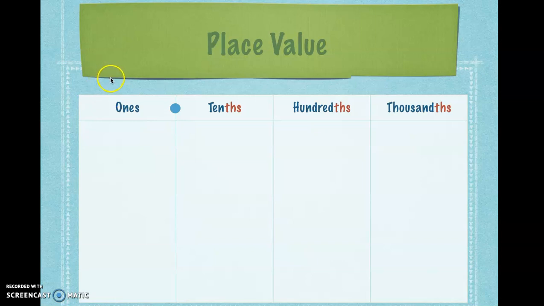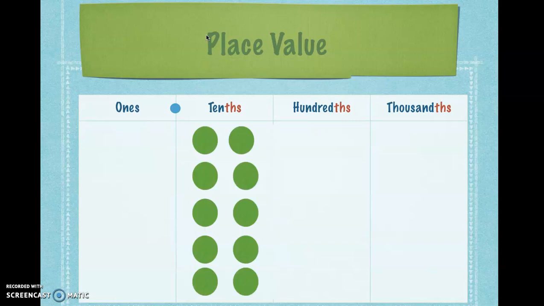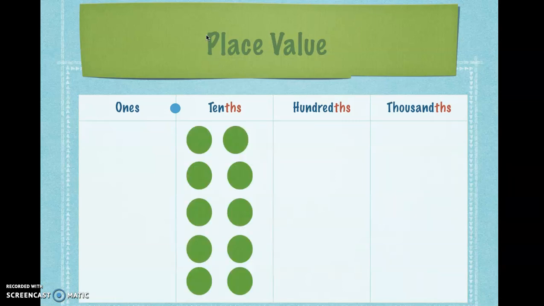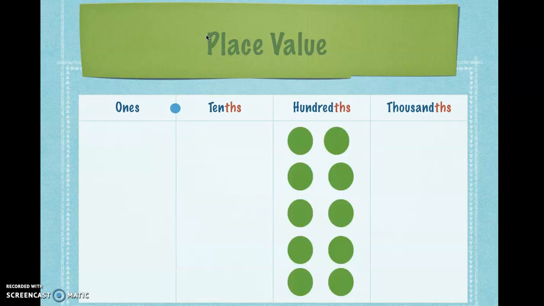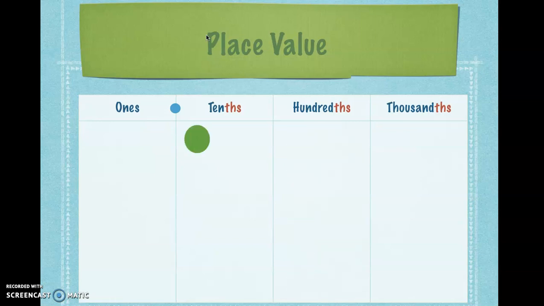So we have our ones, our decimal point, our tenths, hundredths, and thousandths. So if I have 1 one, if I look to my right-hand column, which would be my tenths, 1 one would be worth 10 tenths. And we know 10 tenths is worth 1 one. Similarly, we have 1 tenth in the left-hand column, which is worth 10 hundredths. Or 10 hundredths is worth 1 tenth.